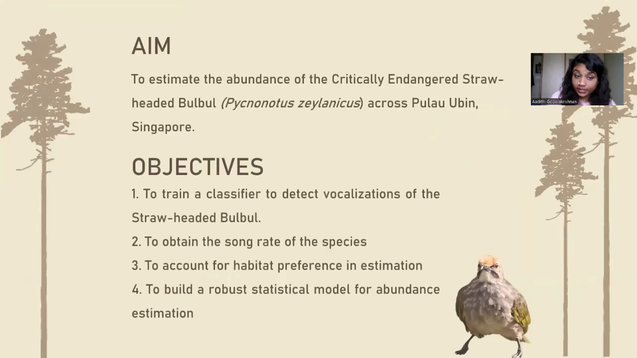So our main objectives were to train a classifier that was able to detect the Straw-headed Bulbul's vocalization specifically. So this was done using important signal parameters by studying the bird's vocalizations in detail. And we also obtained the song rate, which was an important input for our model. And we accounted for the habitat preference of the species by collaborating with experts from the Avian Evolution Lab at NUS. And finally, we built a robust statistical model for our abundance estimation.